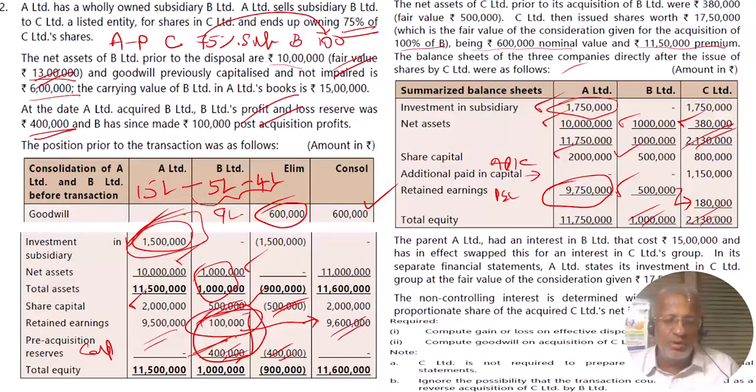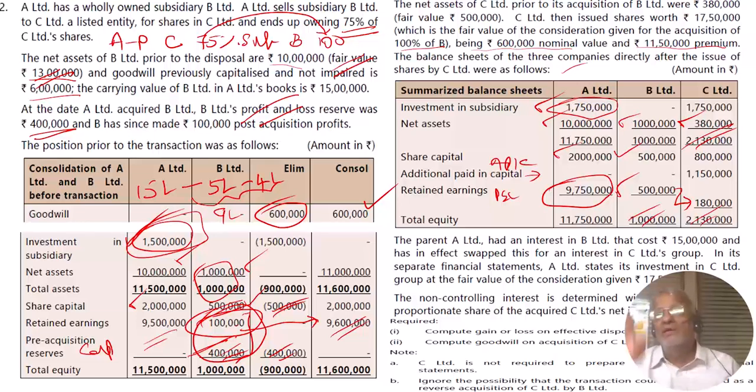The non-controlling interest is determined with reference to the proportionate share of the acquired C Limited net identifiable assets. Okay. Then required: compute gain or loss on effective disposal of B Limited. Then number 2, compute the goodwill on acquisition of C Limited. Then note, C Limited is not required to prepare consolidated financial statement.